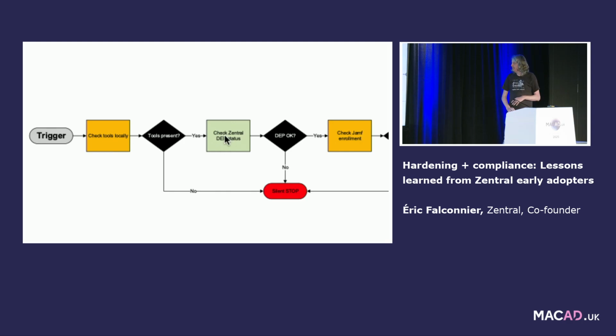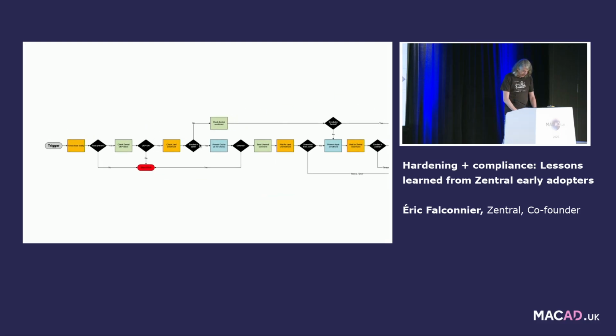And then the green boxes are basically the API calls to the Lambda. So we check if Zentral has the DEP device. So basically if the device is assigned to Zentral in ABM, because otherwise we don't want to trigger and then don't catch the device. And then we go a bit further.